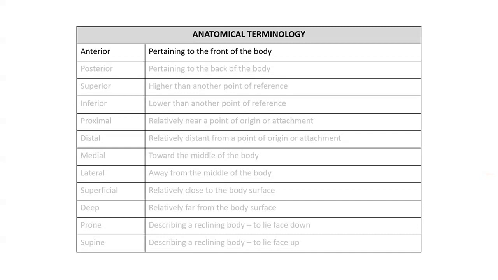Looking at each of these terms one by one, the first term that we have is anterior, and anterior pertains to the front of the body. Using anterior in a sentence, you might say that your belly button is on the anterior surface of your trunk. Posterior is the opposite to anterior and pertains to the back of the body. Again, using posterior in a sentence, you might say that your heart is posterior to, or behind, your sternum.